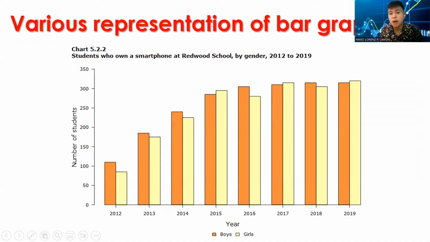Another representation of bar graph can also be used for comparing one variable at a time. For example, the comparison of students who own a smartphone at Redwood School by gender. For 2012, you can see here that boys have more smartphones than girls. The possession of smartphones is being compared in terms of their gender.